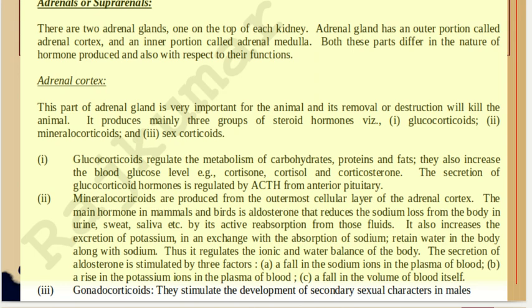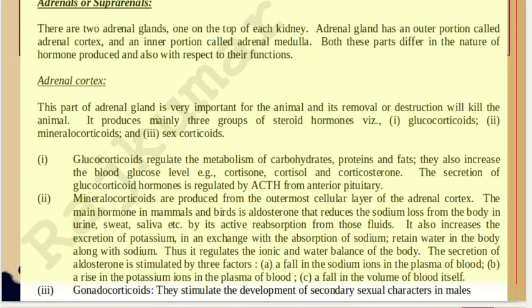Mineralocorticoids are produced from the outermost cellular layer of the adrenal cortex. The main hormone in mammals and birds is aldosterone, that reduces the sodium loss from the body in urine, sweat, saliva, etc. by its active reabsorption from those fluids. It also increases the excretion of potassium in an exchange with the absorption of sodium, retains water in the body along with sodium. Thus, it regulates the ionic and water balance of the body.